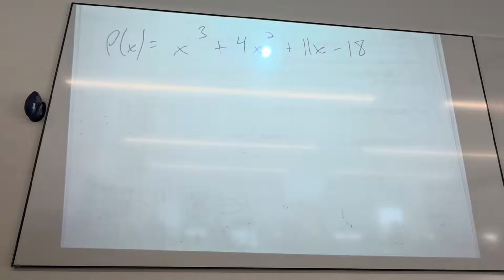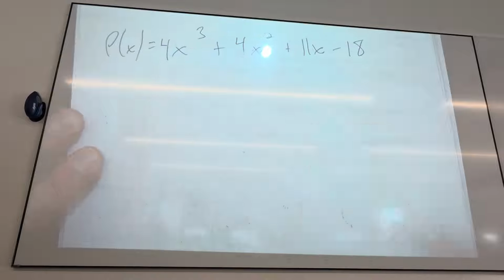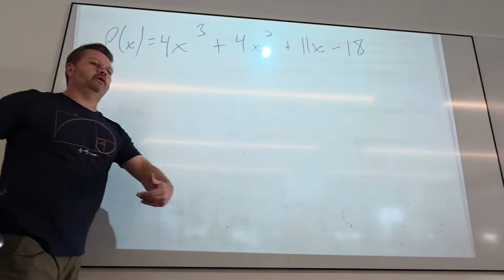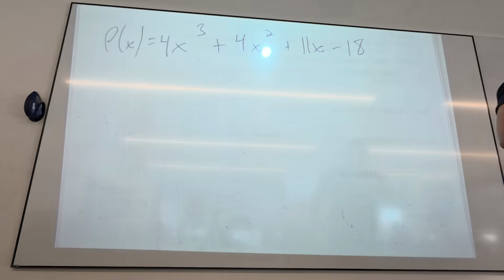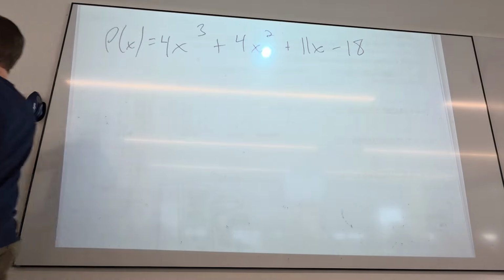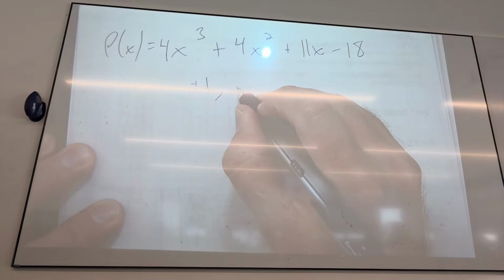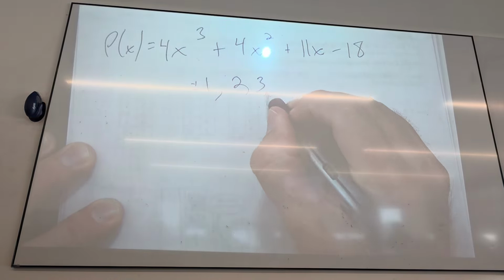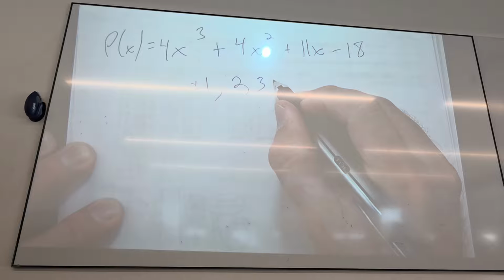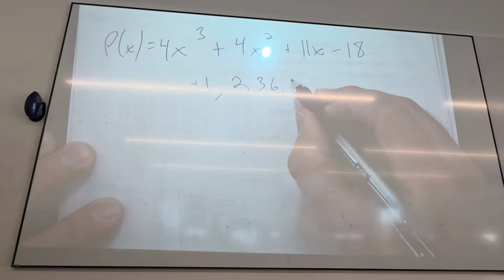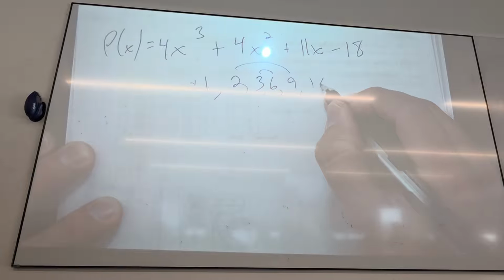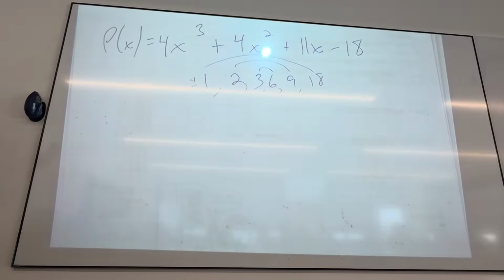Okay. Can you guys remind me how, in fact, let me make this a little more interesting there. Can you guys remind me how to create the list of possible inputs for x that would make this zero? Good. So what are the factors of 18? 1, 2, 3, 6, 9. Yeah, now we're doing this. 18.